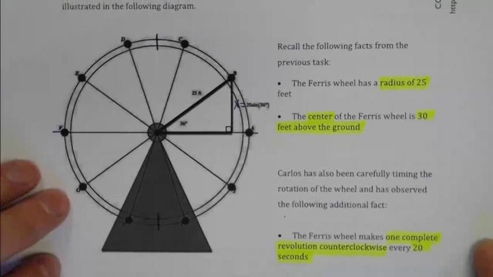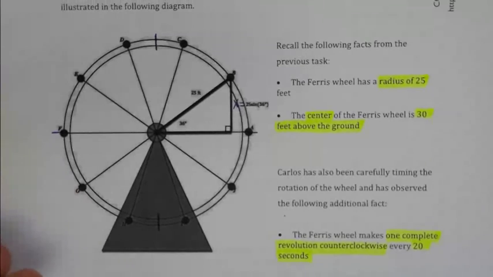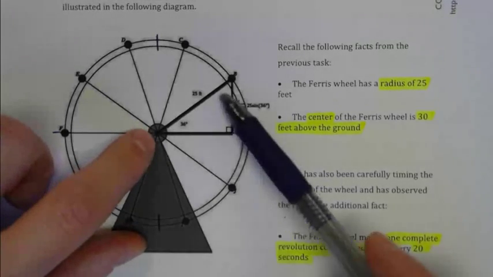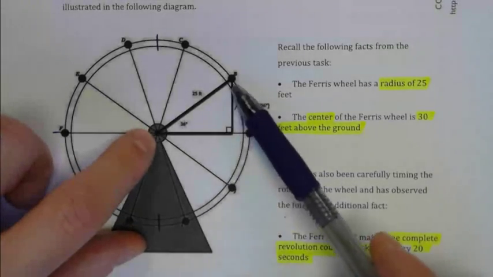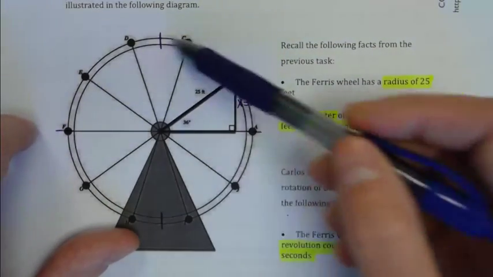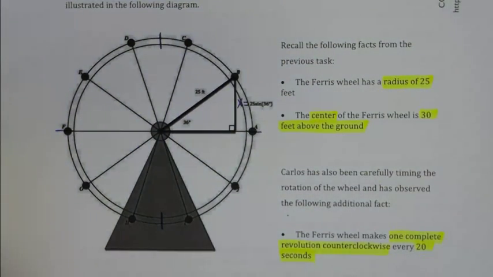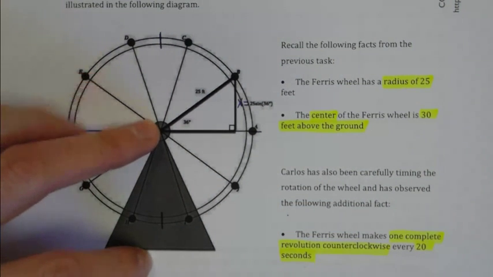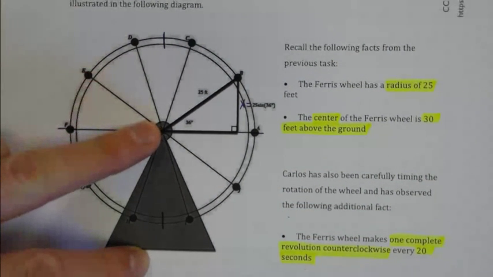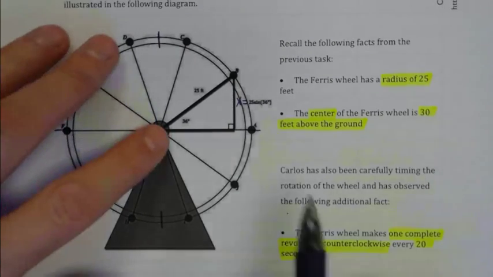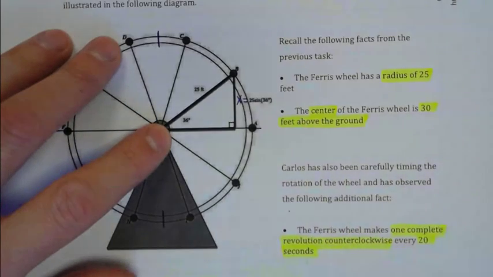We know that the Ferris wheel had a radius of 25 feet. So we knew that this length right here was going to be 25, all the way around the circle for any of these spokes of the wheel. The center of the Ferris wheel is 30 feet off the ground, so that was this distance right here. And we see some of our work for point B in front of us.